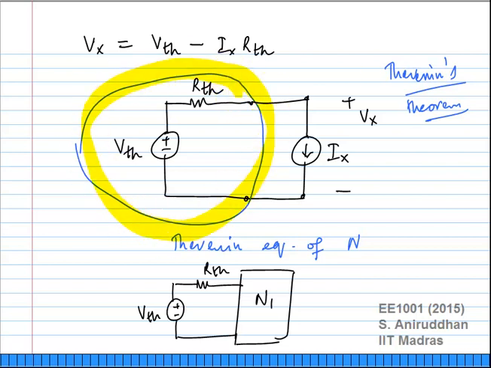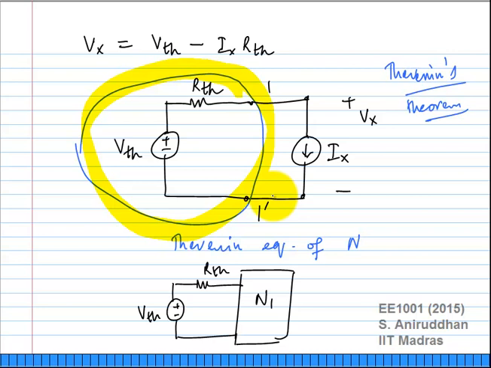and therefore the equivalent circuit for the network N across 1 and 1 prime is nothing but a series combination of VTH and RTH. This is called the Thevenin equivalent of the network N. And this theorem, the fact that you can replace any network between two terminals by a simple series combination of a voltage source and a resistance, is called Thevenin's theorem.